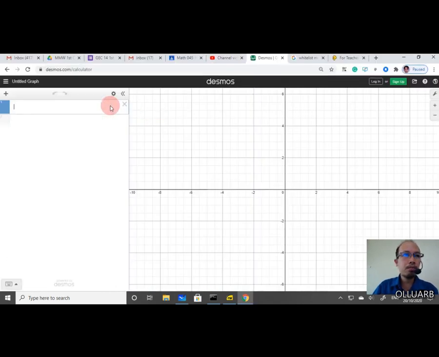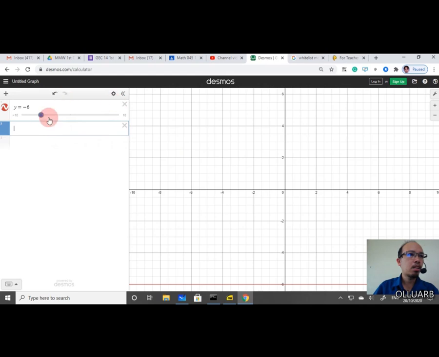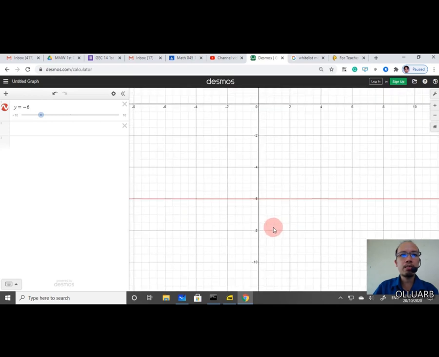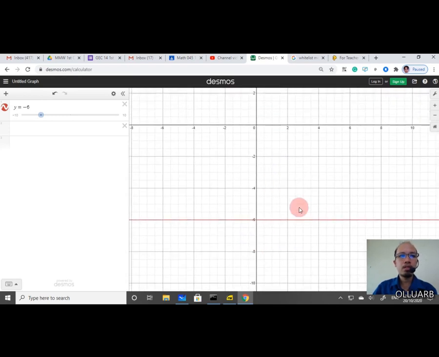If you look at the graph, y is equal to negative 6. This is the graph. Okay, so as you can see, for all x from negative infinity up to positive infinity, we have a value. So this is always mapped to the number 6.